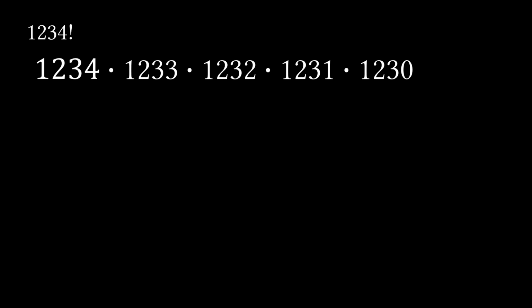Let's say you have 4 factorial. It'll be represented in the form of 4 times 3 times 2 times 1, which is equal to 24. Now, how about the factorial of 1234? I'm just kidding. I think you already know what's up with these factorials.